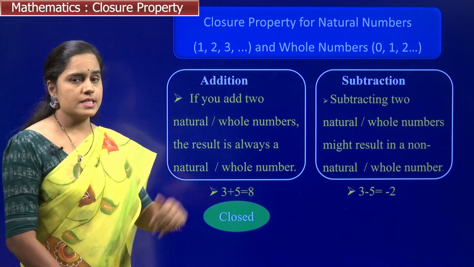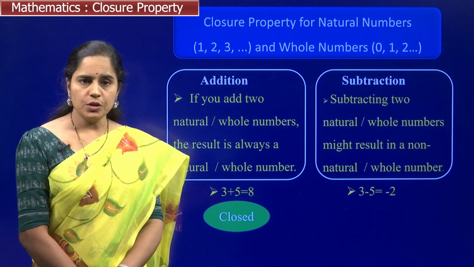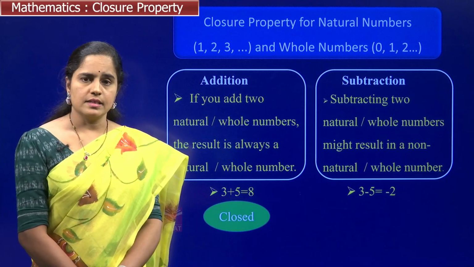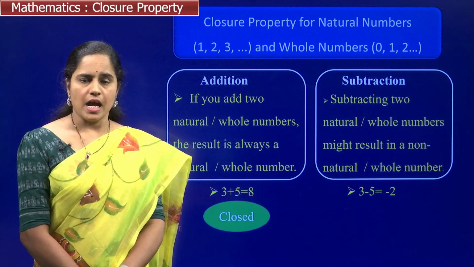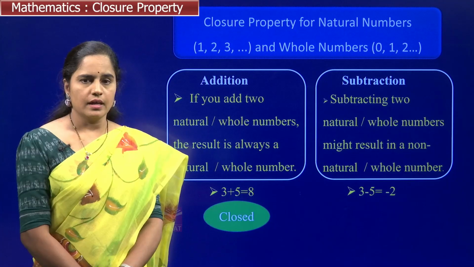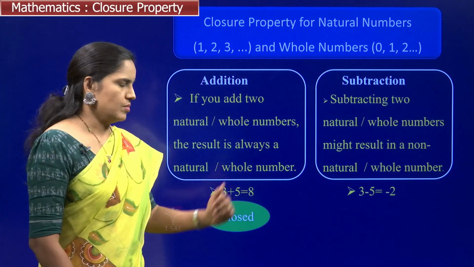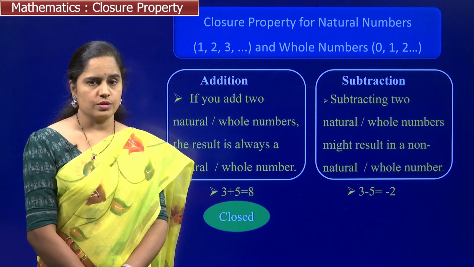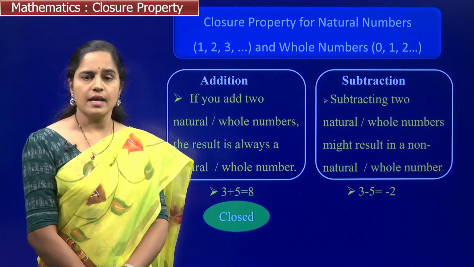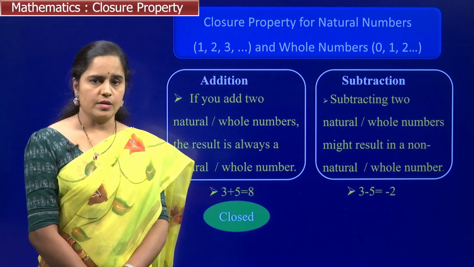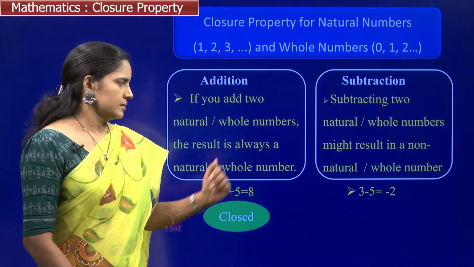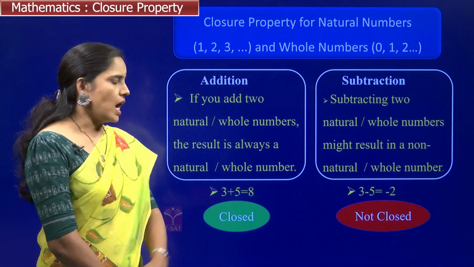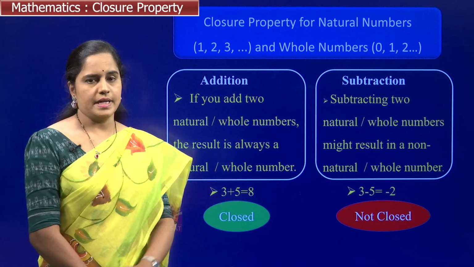And next, for subtraction. Subtracting two natural or whole numbers might result in a non-natural number or whole number. For example, 3 minus 5 gives us minus 2. Minus 2 is not a natural number or whole number. Therefore, natural numbers and whole numbers are not closed under subtraction.